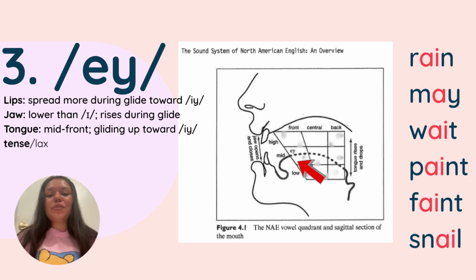Next is A. Our lips are spread more during the glide towards E. Our jaw is lower than I and rises during this glide, and our tongue is in the middle front, gliding up towards E. This is considered a tense phoneme, and we see this phoneme in words that are spelled with A or AI, as in rain, may, wait, paint, faint, and snail.